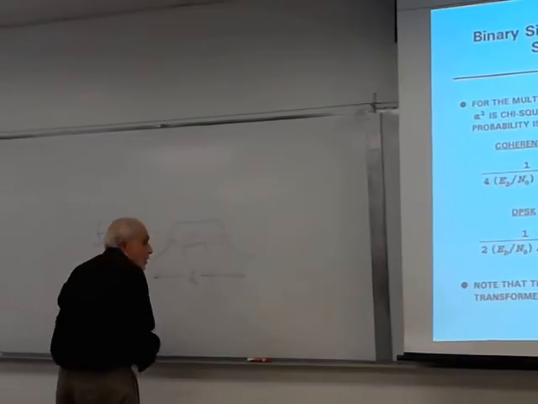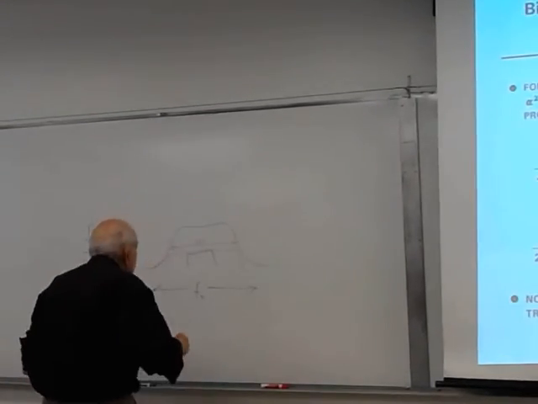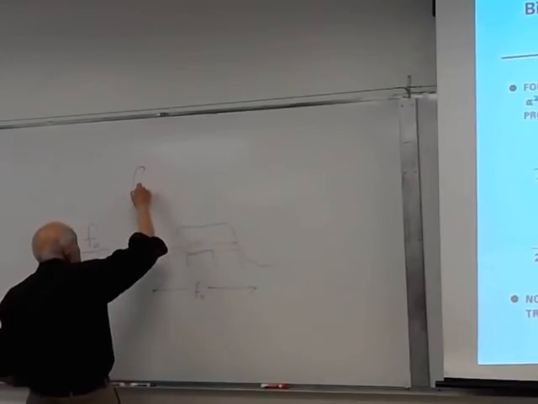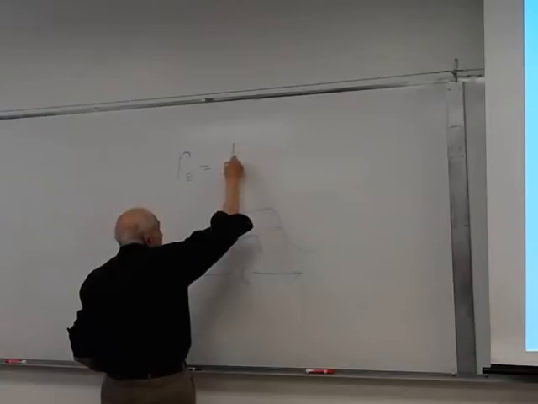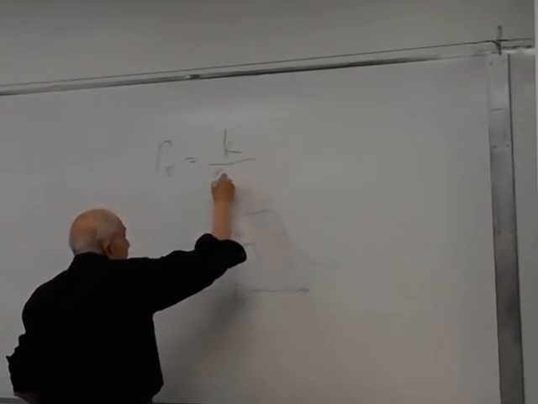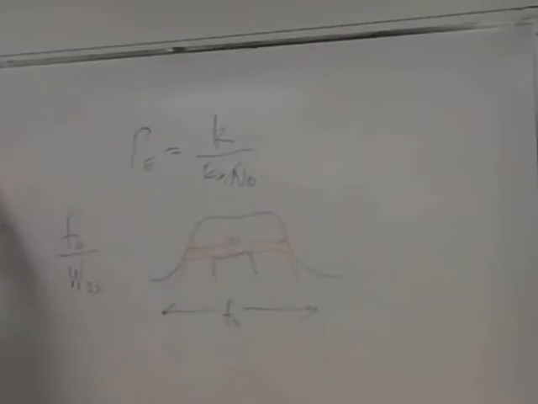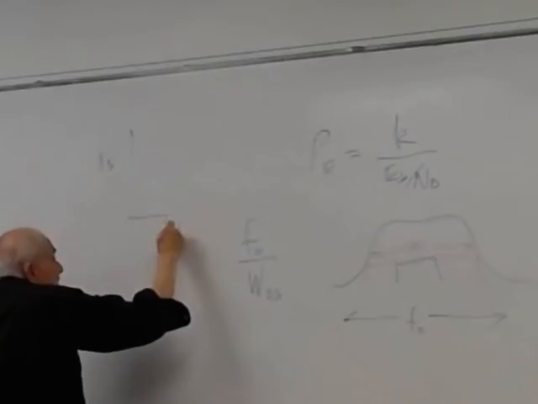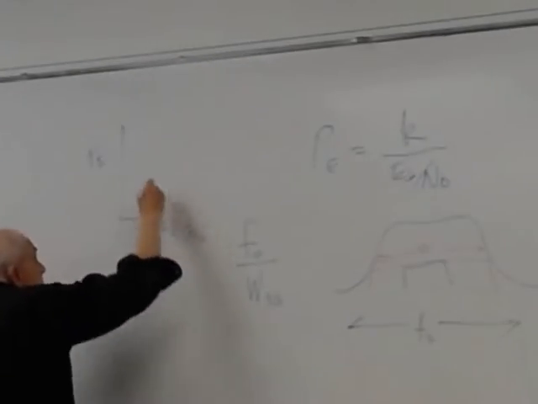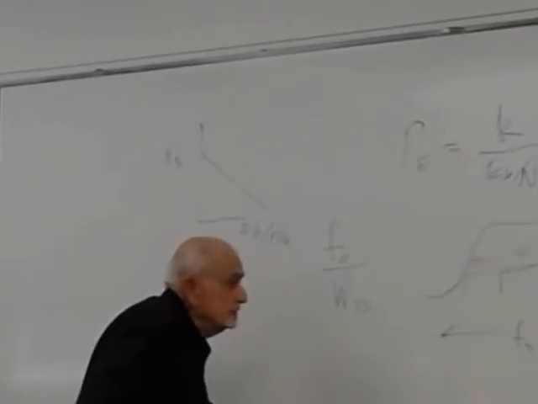They all look like a probability of error of the form K over Eb over N0. And that form, that probability of error form, which goes as 1 over Eb over N0, is just this inverse straight line.